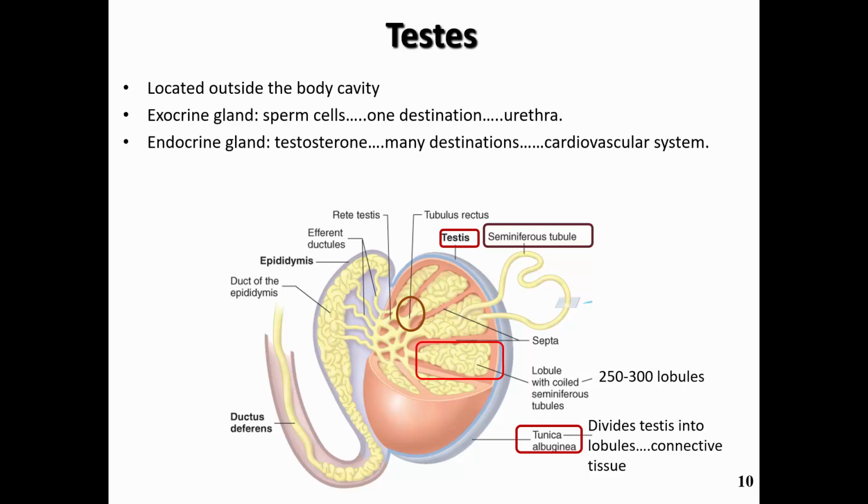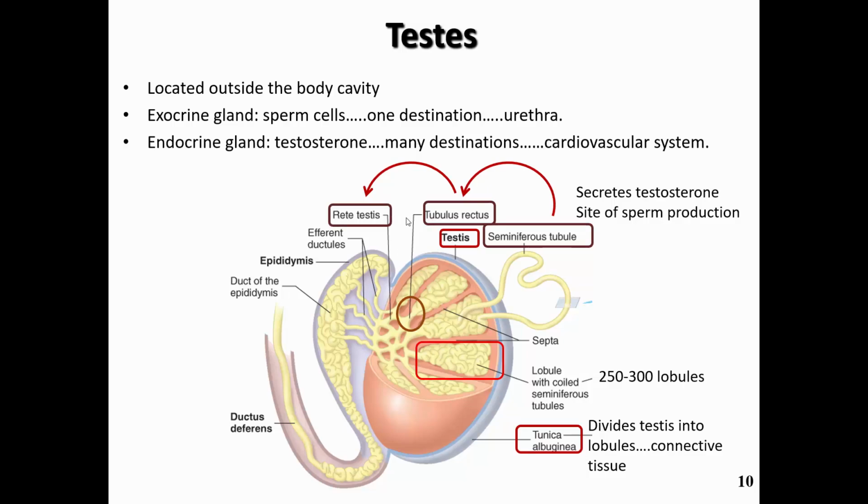Now, as we can see, this convoluted coiled tube is what's called the seminiferous tubule. The seminiferous tubule is made up of cells and is the site of not just testosterone production and secretion, but also where sperm cells are produced. Once produced, the sperm cells move through these tubules and collect into the tubulus rectus, which merges with other tubules coming from other lobules into the rete testis.